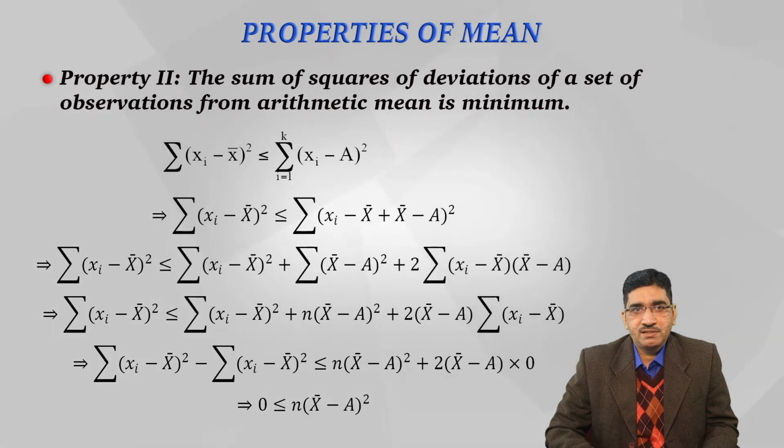So the last term we have seen in the derivation is true, and we started from the first term, that the sum of (xi minus x bar) square is less than or equal to the sum of (xi minus a) square, so their difference is greater than or equal to 0. So that means the sum of squares of deviations of a set of observations from the arithmetic mean is minimum. Let me take an example to get it more clearly.